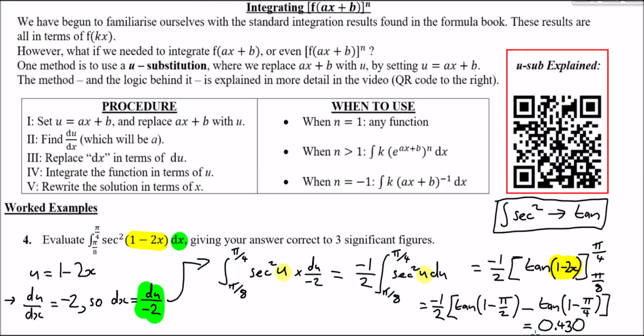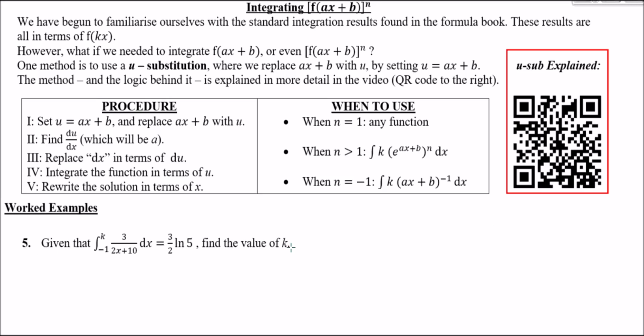So last but not least, I'm going to now show you how a new style integral, as I call them, could be used to give you a question like question 4 in a way. Question 4 would be very, very unlikely to be asked because the examiner would know you could just use it on your calculator. So a question would probably never be asked in this form. A question which might be asked similar to this in an exam style is worked example 5. Given that the integral between -1 and k of 3 over 2x plus 10 with respect to x is 3 over 2 ln 5, find the value of k. Well, let's see what we can do here.